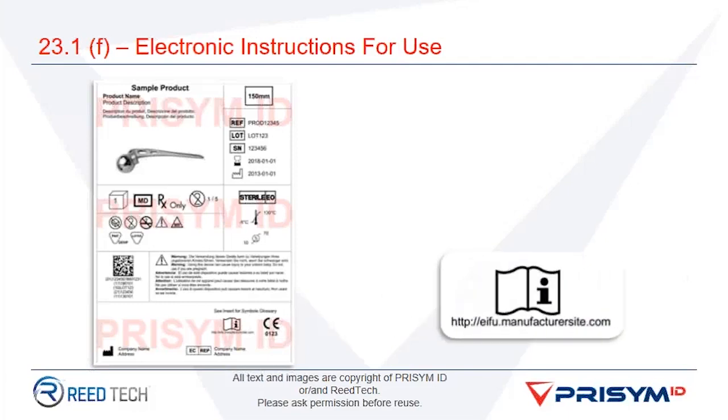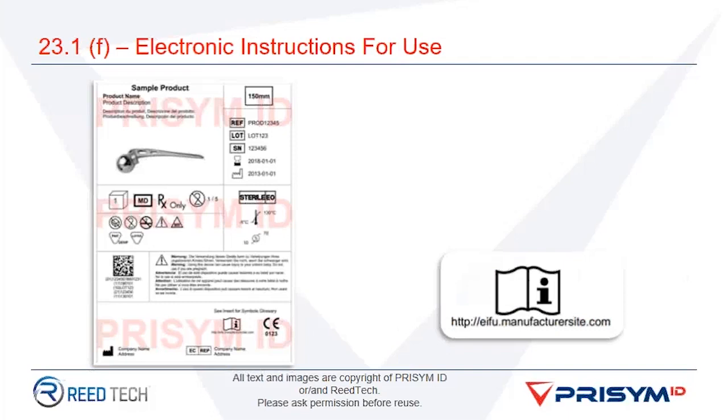If you're using electronic IFUs, the new ISO 15223 symbol library includes a new symbol that will indicate the IFU is available electronically. This is the symbol pretty much before which indicated the use of the IFU, but you also need to include details on there which show you where you can get to that information, whether that's the website link or details or information about the manufacturer's site or something like that.